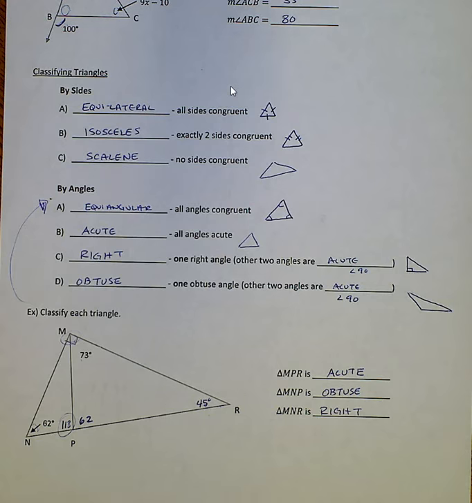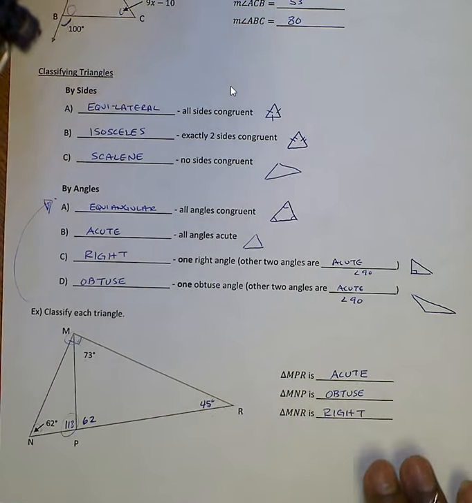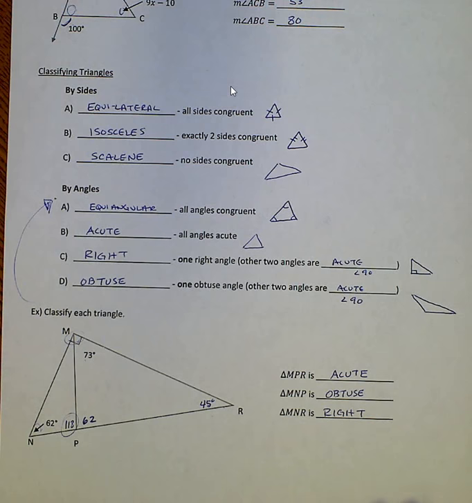All right, so hopefully you can use the triangle angle theorem to fill in missing information from the triangles, and you now should be able to classify triangles based off of their sides and their angles.